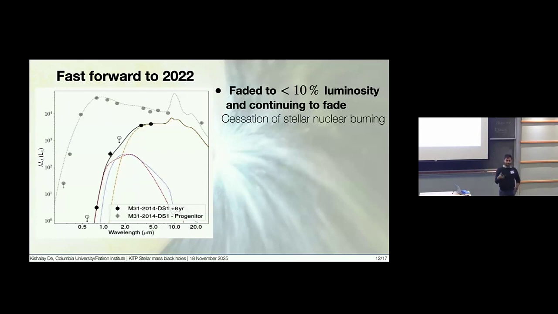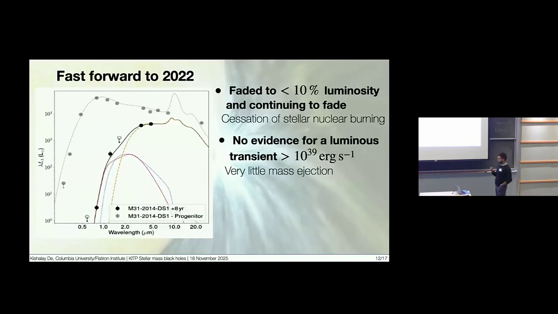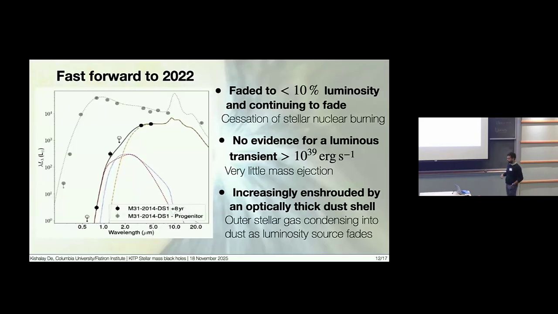What we can tell is that, because we have beautiful coverage of M31, the nearest Milky Way-like galaxy, from time domain surveys, there's no evidence for any explosive transient to a limit which is of the order of the progenitor luminosity. Over time, as the star has disappeared, this really means that the outer layers of the star have condensed into dust, and that's what produces the dust obscuration around the source.